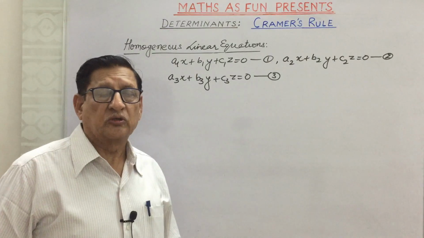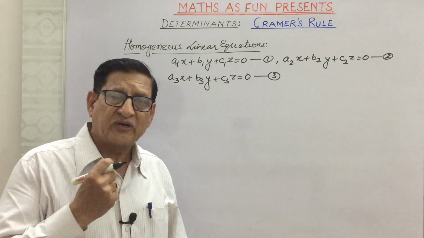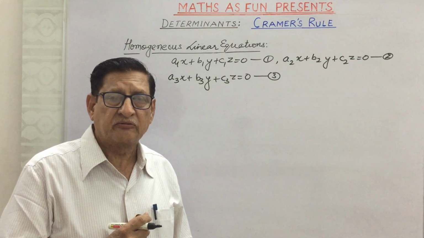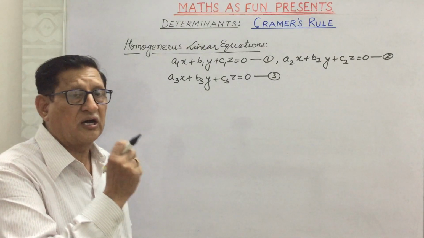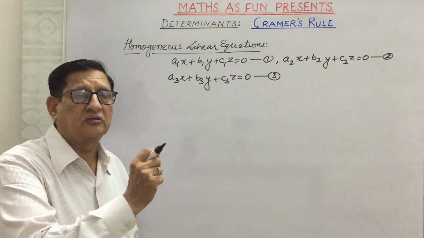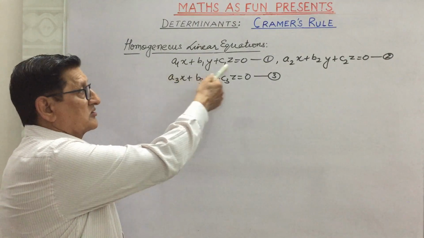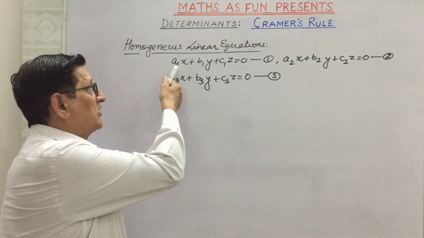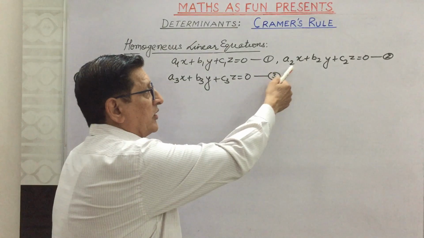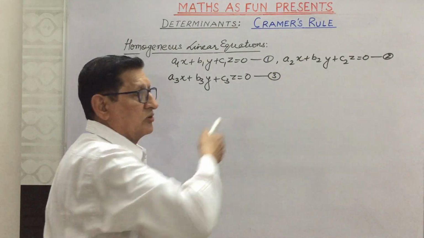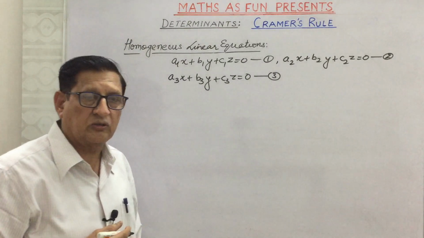Now we discuss about the solution of homogeneous linear equations by using Cramer's rule. We have already learnt about homogeneous linear equations. What are those? We say that the homogeneous linear equations are the equations in which the constant terms are 0. And here we find a system of equations. This is a1x plus b1y plus c1z equal to 0, a2x plus b2y plus c2z equal to 0 and a3x plus b3y plus c3z equal to 0.